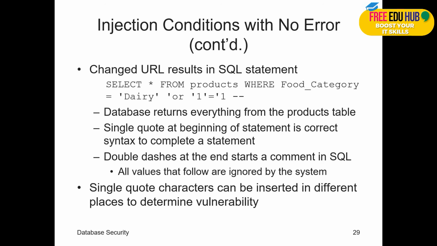Now, it changes the URL results from the SQL statement select star from products where food category is dairy or 1 is equal to 1. So what it would do is show all possible results under the category of dairy, because 1 is equal to 1 is always true. The database returns everything from the products table.